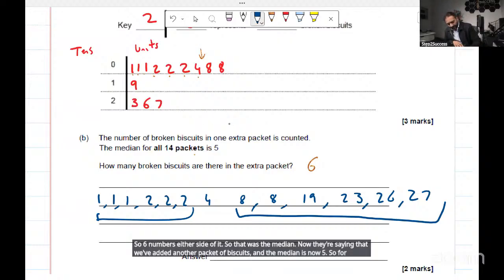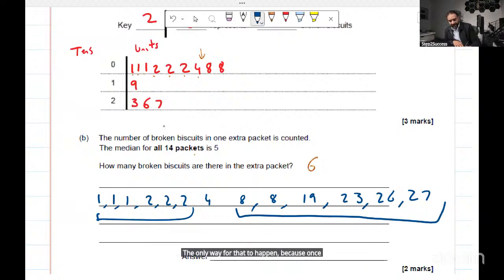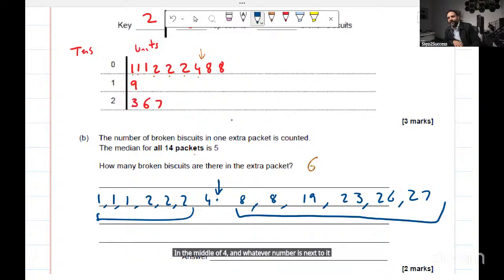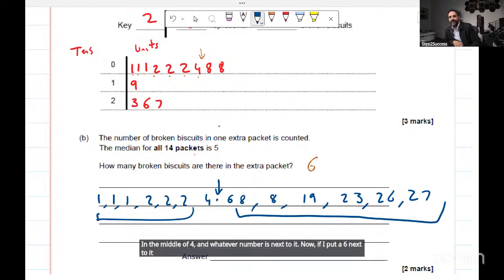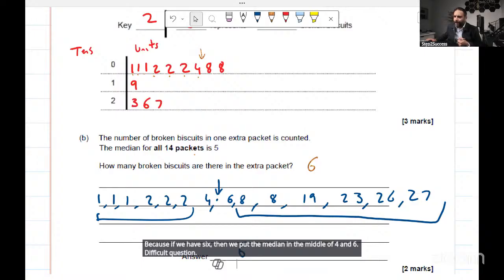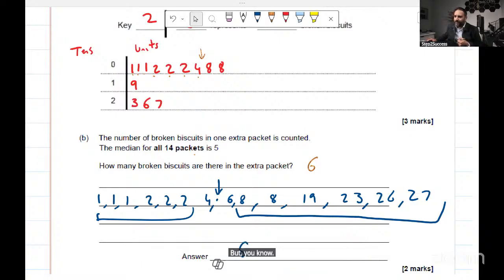So for the median to be 5, the only way for that to happen, because once you've got an even number of numbers now, 14 packets, the median's going to be between 2 numbers. So it's going to be in the middle of 4 and whatever number is next to it. Now, if I put a 6 next to it there, the median becomes 5 because it's the middle of 4 and 6. And so the answer here has to be 6. Because if we have 6, then the median is in the middle of 4 and 6. Difficult question, but it challenges you sometimes.